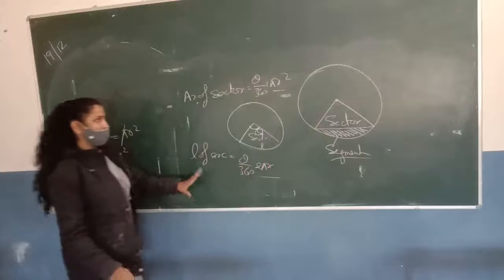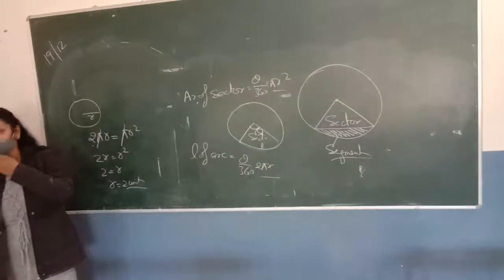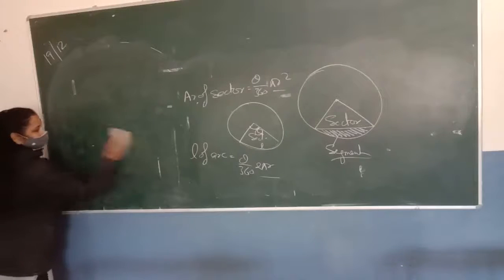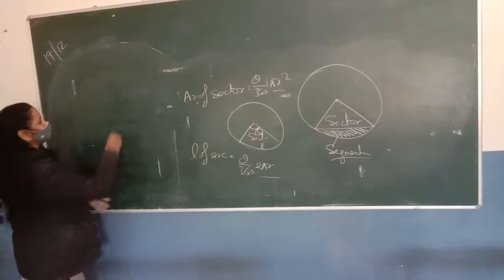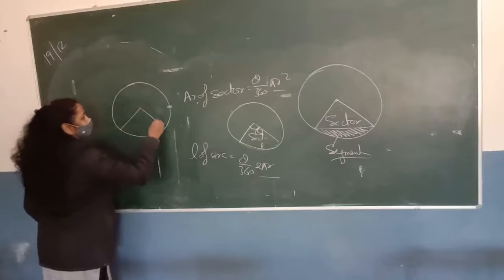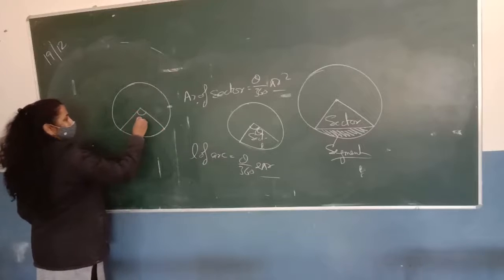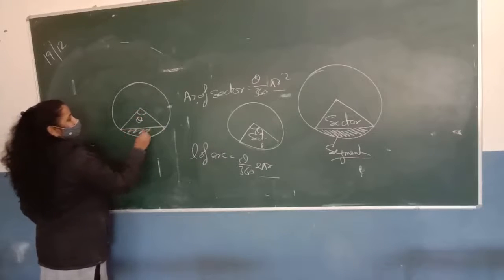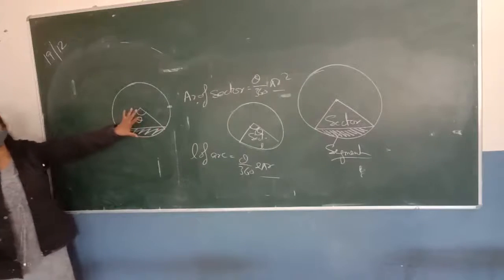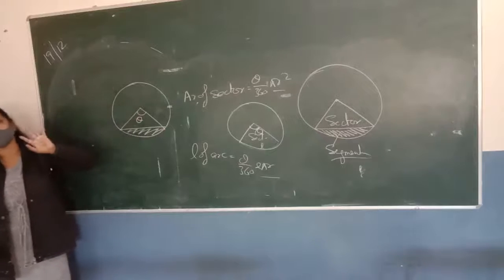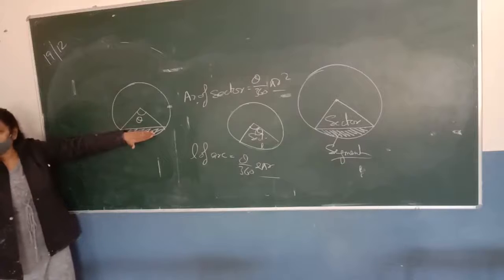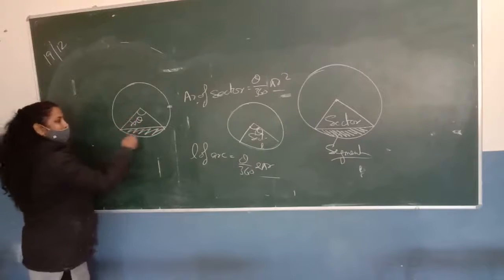These are the formulas for finding the area of the sector. And now about the segment. This is the circle having the radius r and the angle subtended at the center is theta. For finding this area, first you will find the area of this sector by using the formula theta upon 360 pi r square. Now for finding the area of this segment, you will subtract the area of this triangle from the sector.